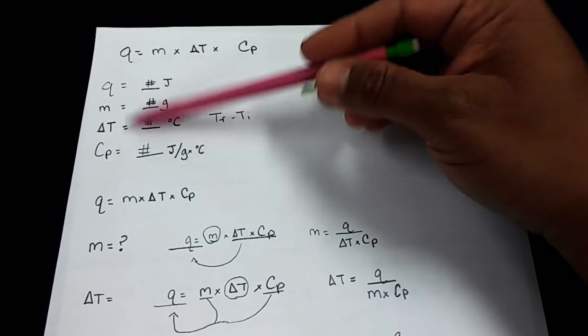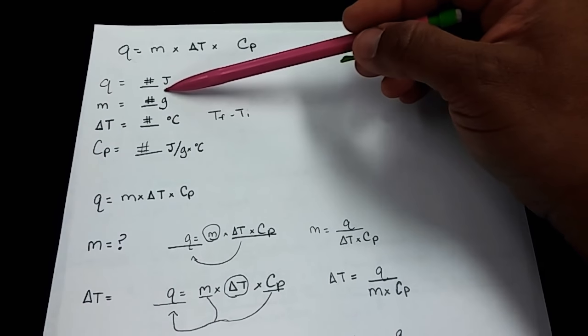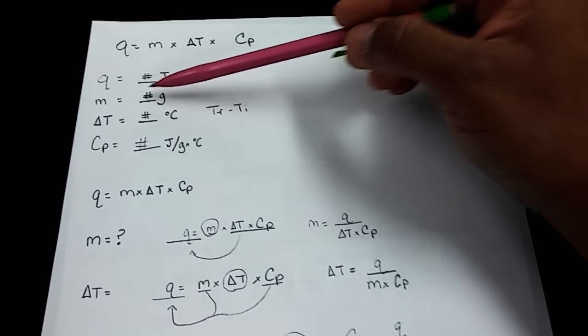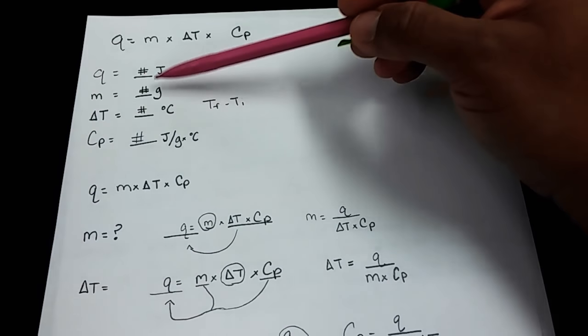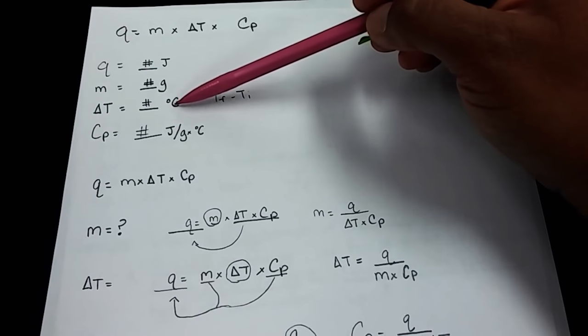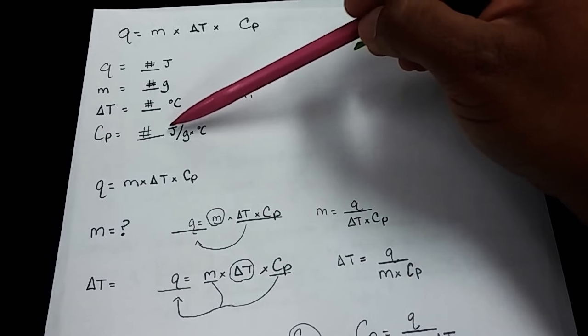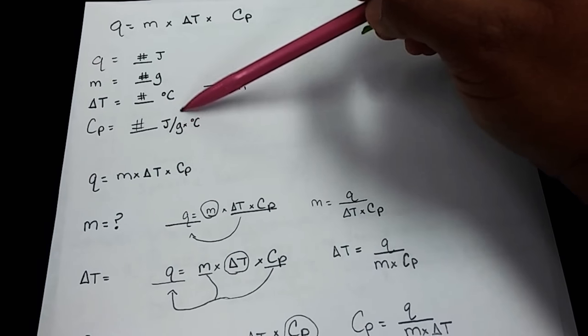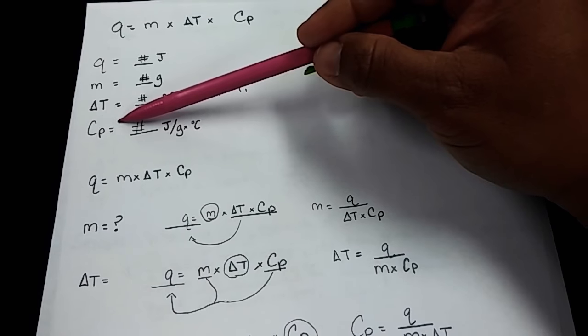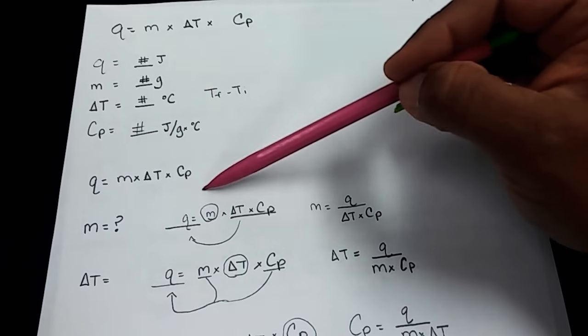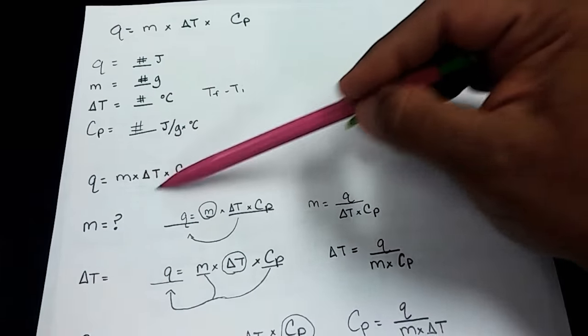We have to keep in mind something that I told you: if it's a number that has joules, that's Q. If it's a number that has the units grams, that's mass. The units of degrees Celsius, that's temperature, and any number with the unit joules over grams times degrees Celsius, that's specific heat, which gives us our formula.